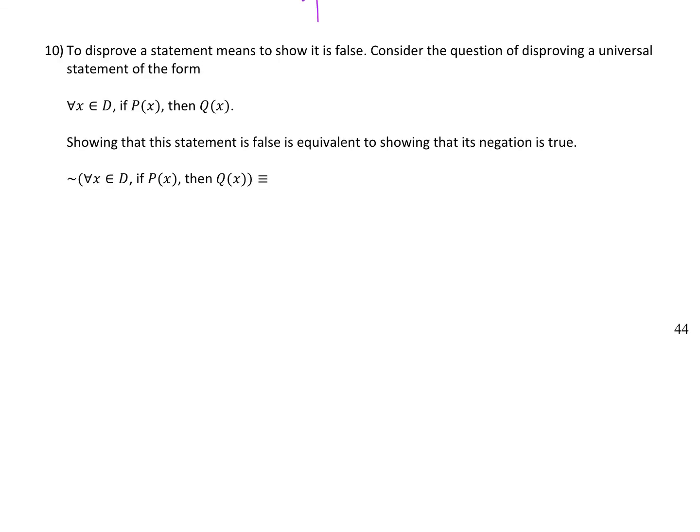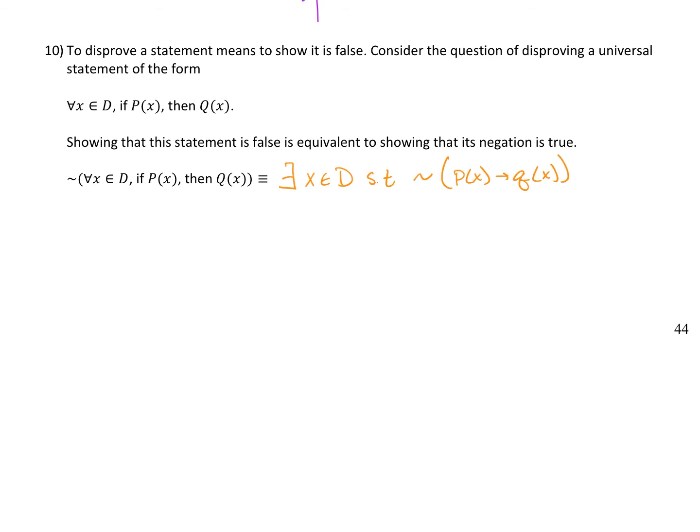To disprove a statement means to show that the statement is false. So we're going to consider the question of disproving a universal statement of the form for all x in D, if P of x, then Q of x. To show that that statement is false, we could equivalently show that its negation is true. So let's look at its negation. The negation of a for every quantifier is a there exists. So this says there exists an x in D such that not (P of x implies Q of x).